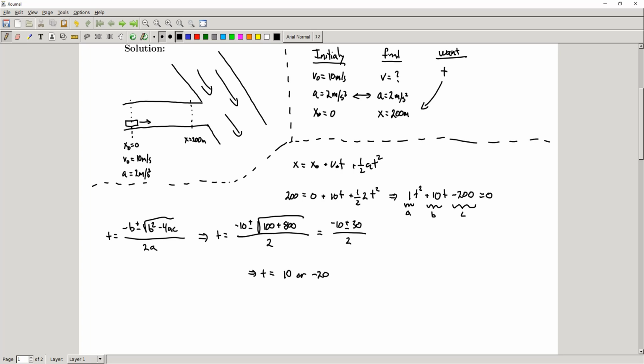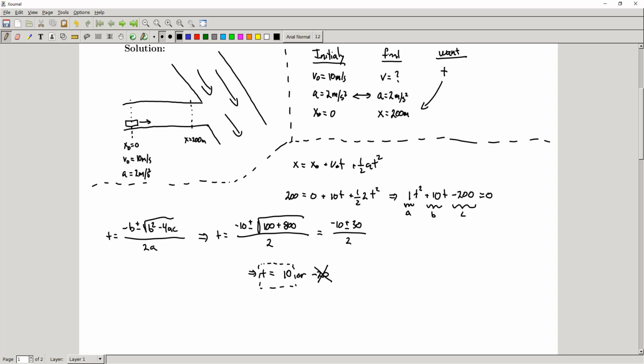This is often going to happen when we apply the quadratic formula. We're going to get two different answers. In some cases, both answers will be physical, and we're going to have to choose which one we want. In this case, minus 20 seconds, we're not really interested in that time. That's an unphysical answer. So it's clear that we really want this result here.